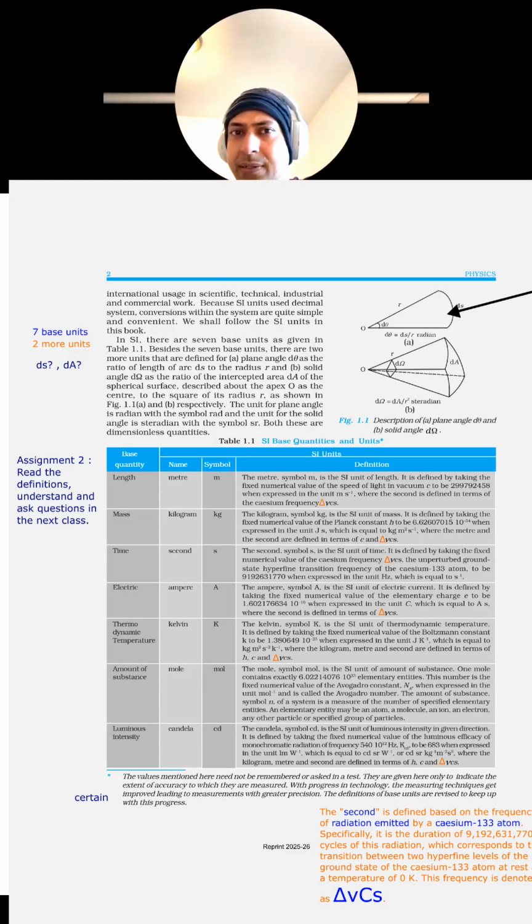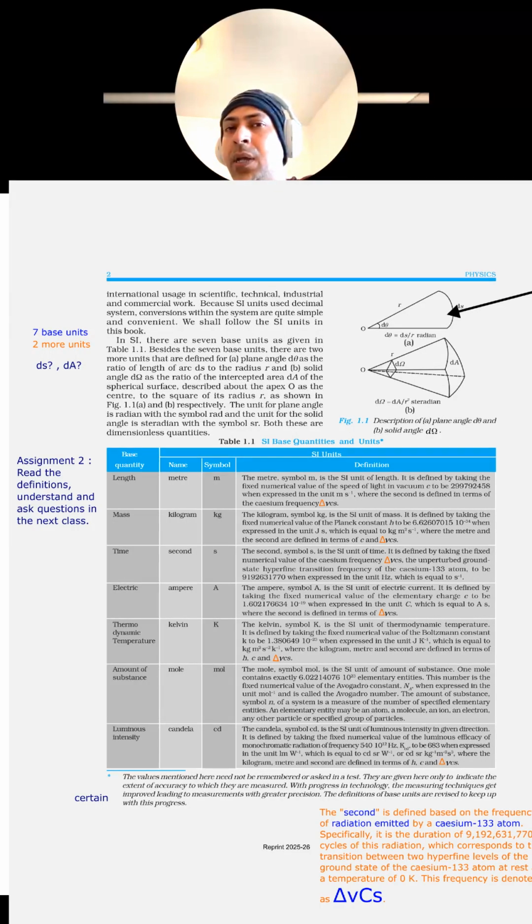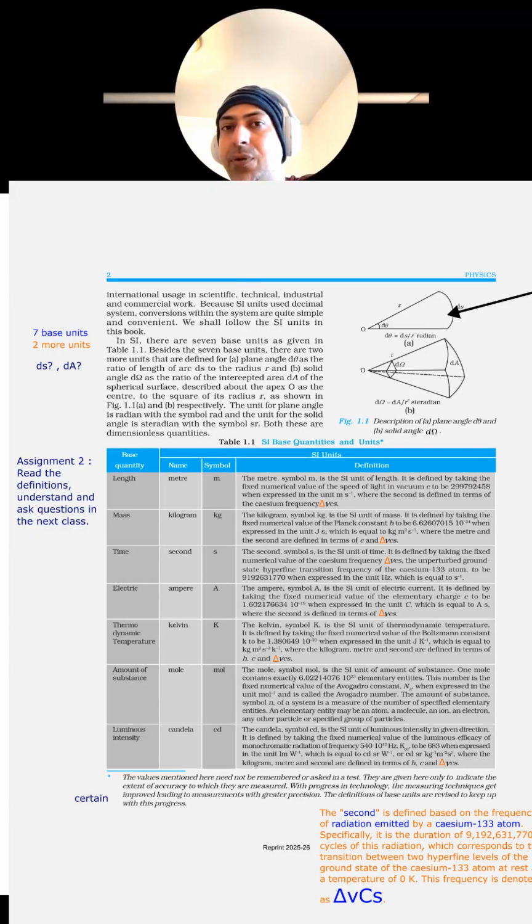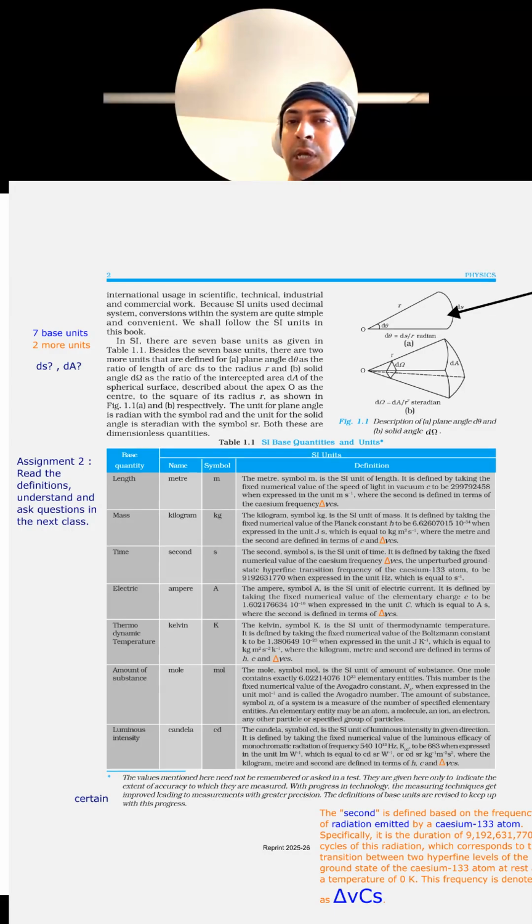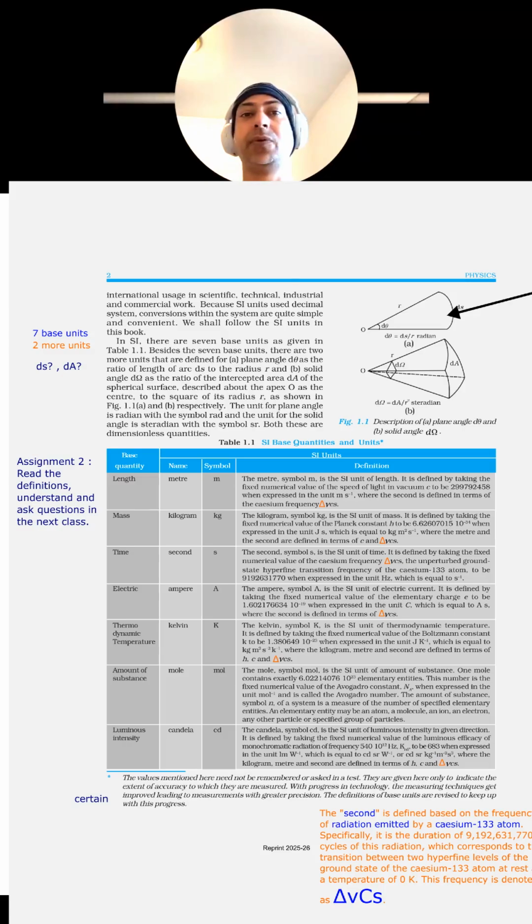So, well said. Scientific, international usage in scientific, technical, industrial, and commercial work. So the scheme is now for international usage. Internationally, the scheme is now available for scientific, technical, industrial, and commercial work. Yes, the example that you described is commercial work. So pretty well identified.